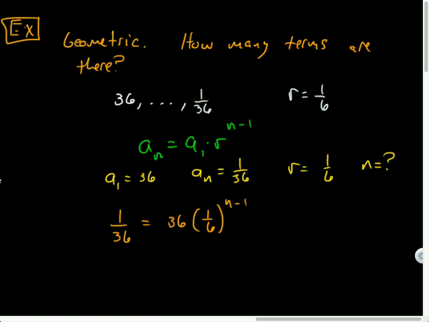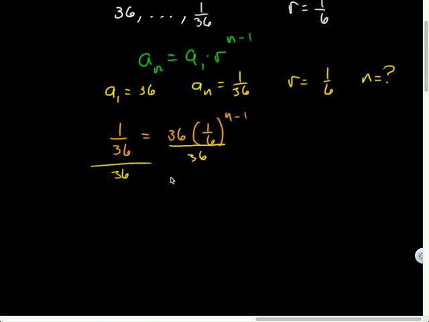So what should I do to both sides first? At first glance it looked like it would just divide to 1 over 1, but wait, that's the denominator. So that's 1 over 1296, apparently, according to Texas Instruments, to the n minus 1. Now what do I have to do?